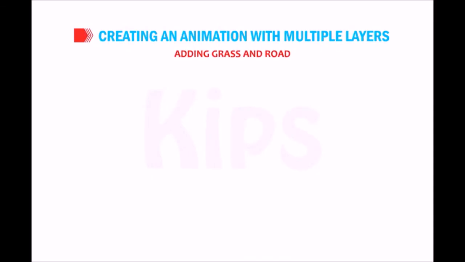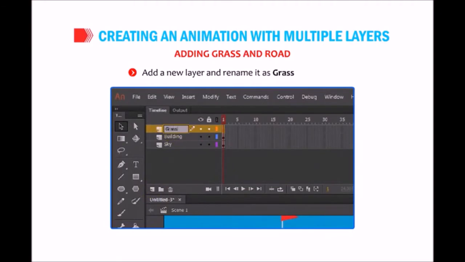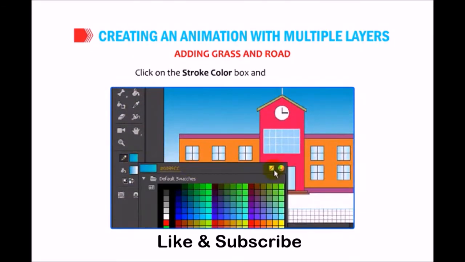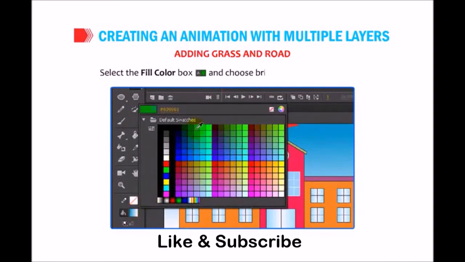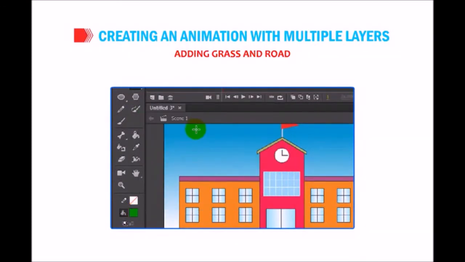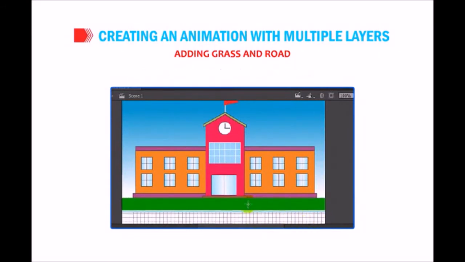Adding grass and road. Add a new layer and rename it as Grass and Road. Select the Rectangle tool. Click on the Stroke color box and select No color. Select the Fill color box and choose bright green as the fill color. Draw a rectangle below the building for the grass.